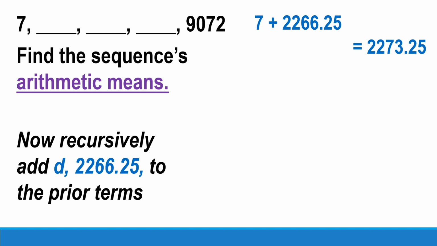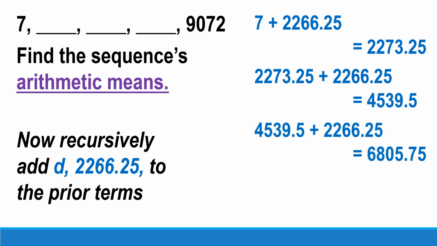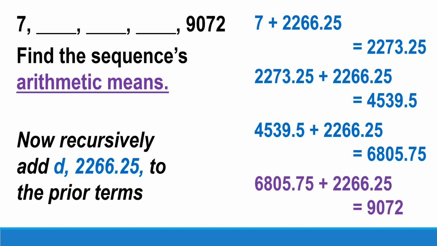Why not continue the recursive approach again? Take the value we just figured out, add the d, come up with 4539.5. Do it a third time. We take the third term, add the common difference, come up with the fourth term, 6805.75. The best part is we can even confirm this because when we add the fourth term to the 2266.25, we should come up with the fifth term of 9072. We did, it worked, we've got the right numbers. And they are 2273.25, 4539.5, and 6805.75.